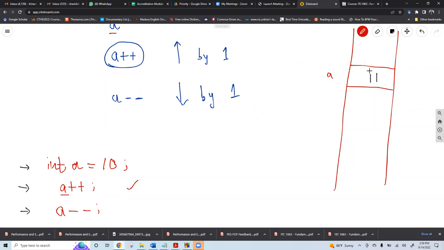So originally it was 10. We incremented it by 1. In the next line, if I decrement it, A minus minus, get the value of A, it is 11. Decrement by 1, 10. Now again the value would be 10. Right? Increment and decrement.